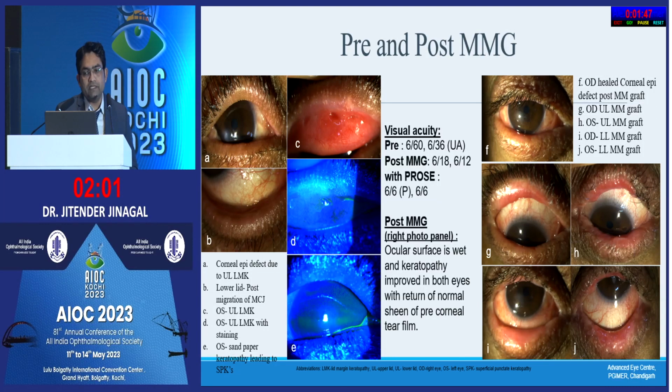So this is one of the representative cases in which we had lid margin changes which were causing corneal disease. You can see the SPKs and active ulcer in the left side of the photographs. The right side shows the outcome after lid margin mucous membrane graft as well as scleral contact lenses. The patient improved from 6/60 to 6/6 in both eyes. By doing this intervention in the chronic phase, at least we can rehabilitate the patient in the form of relief of symptoms as well as good visual outcomes.